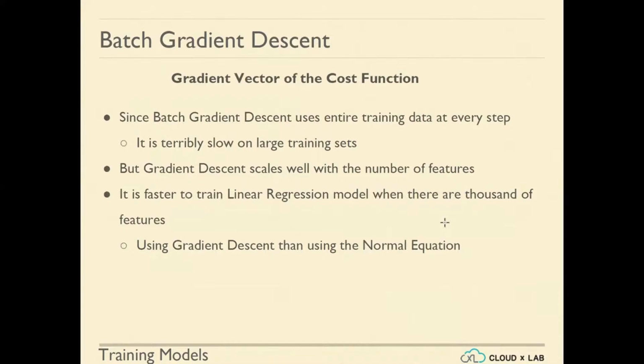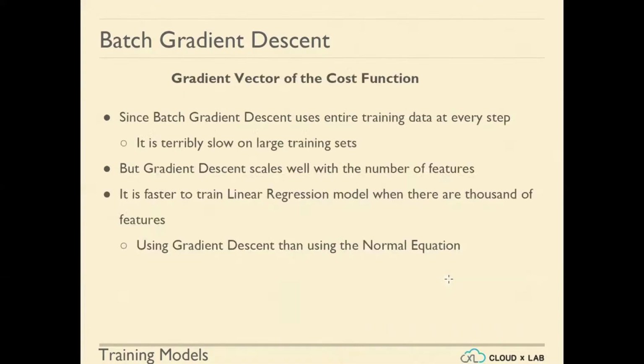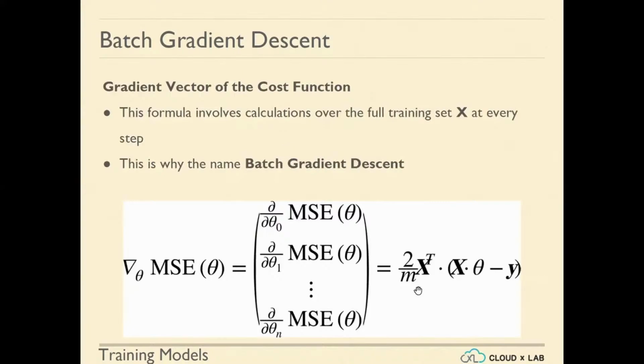And this slide I have already discussed, right? Because in gradient calculations, we are taking the complete data. We are using all data points to compute this gradient vector, which means batch gradient descent is terribly slow on a large training set. If we have thousands or millions of data points, then this gradient calculation will take a very long time, right?